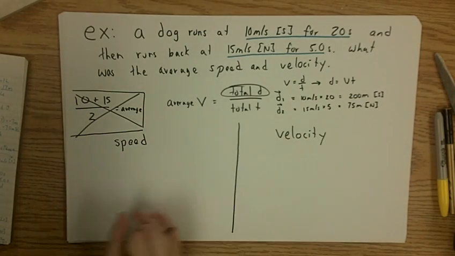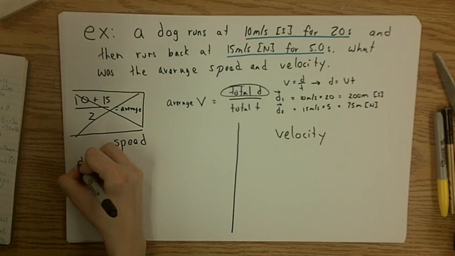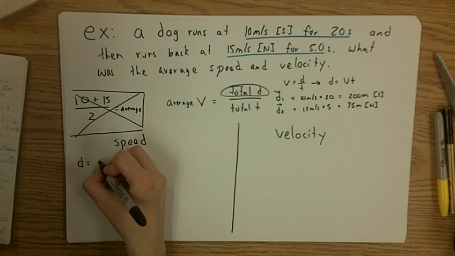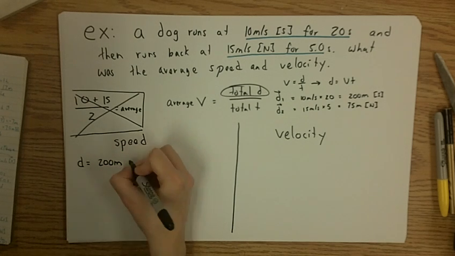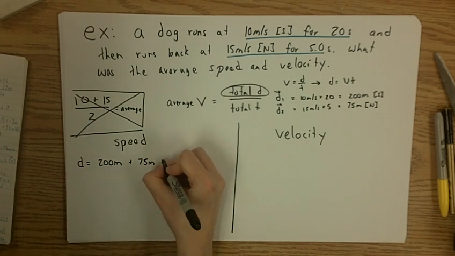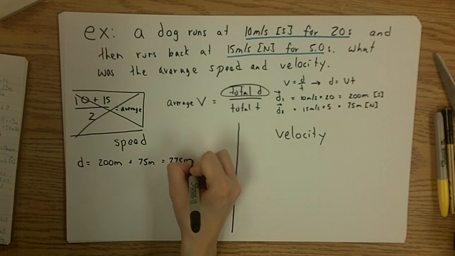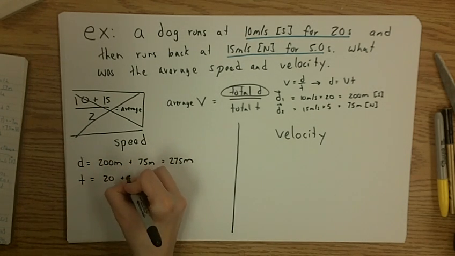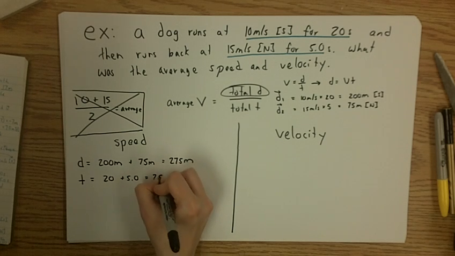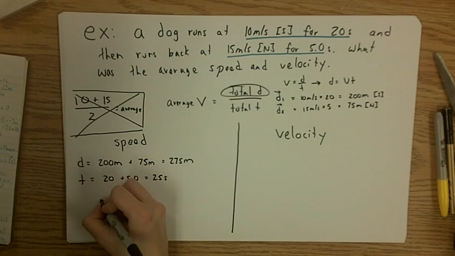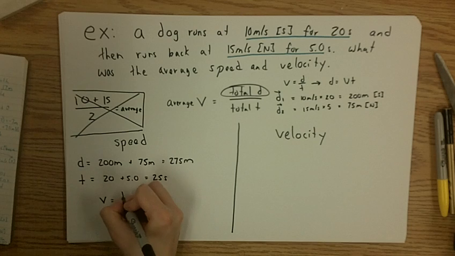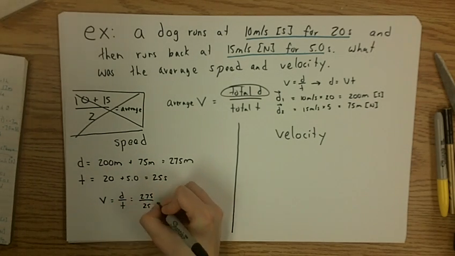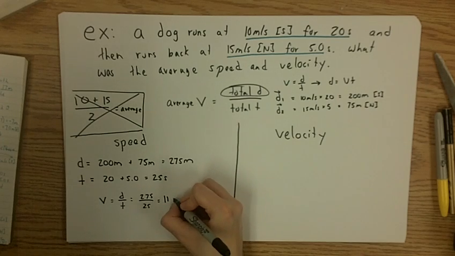So now we have the actual distances, displacements covered in that time range. We can find the speed and velocity. The distance traveled over the whole period of time was the 200 meters plus the 75 meters, which was 275 meters. The total time that it traveled for was 20 plus 5 seconds is 25 seconds. So the speed was v equals d over t is 275 divided by 25 equals 11 meters per second.